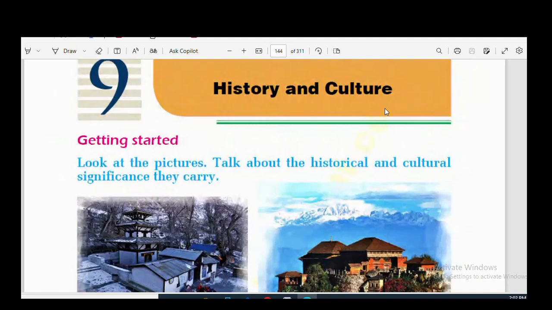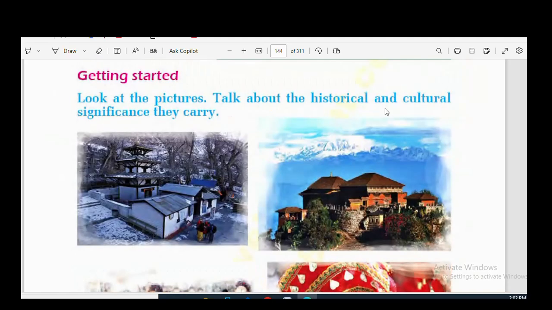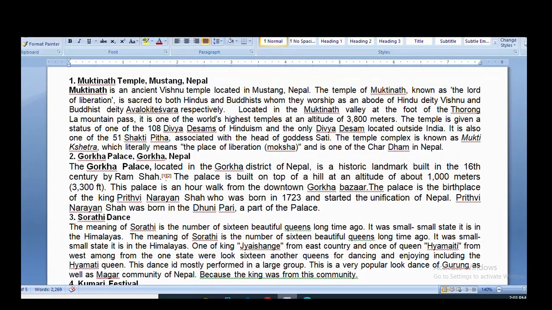Let's start the unit in getting started section. Look at the pictures, talk about the historical and cultural significance they carry. First picture, can you guess it? Yes, you are very right. This is Muktinath temple, this is a very famous temple.